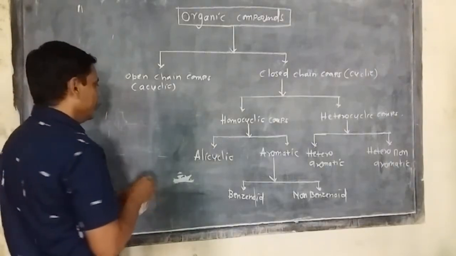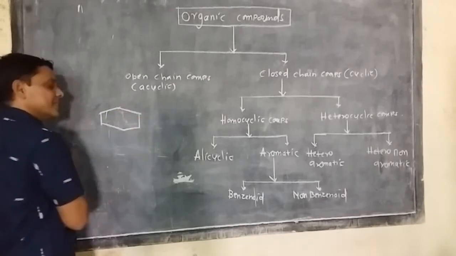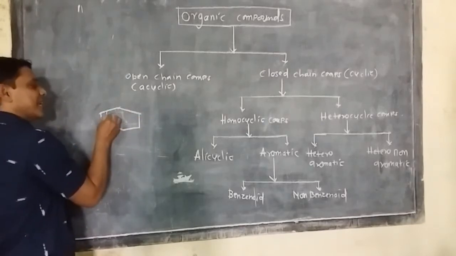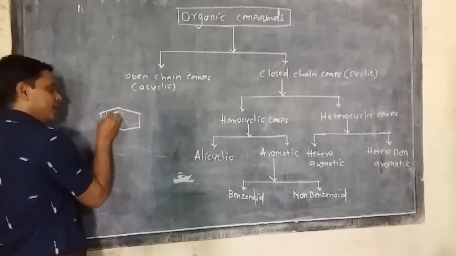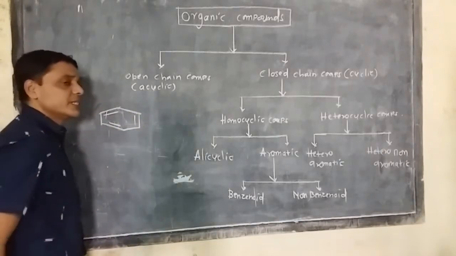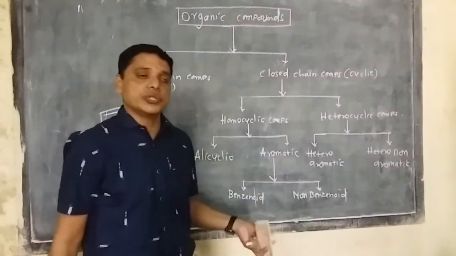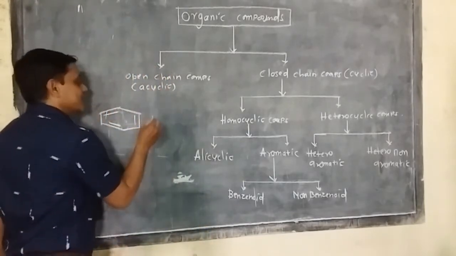this aromatic compound. So I can say that those compounds having a structure like benzene. Benzene is simply a cyclohexane ring with alternate single and double bonds: single bond, double bond, again single bond, double bond, single bond, double bond. This is called a conjugation system, whenever there are alternate single and double bonds. So this is called benzene.